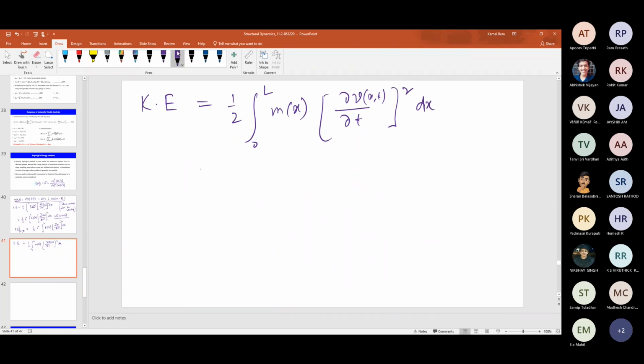Sir, in kinetic energy, dx will not come, I think. No, the integration is over the whole domain 0 to L, right? This is for a small element, so for the whole domain you have the total kinetic energy of the system. So the integration is over the domain.